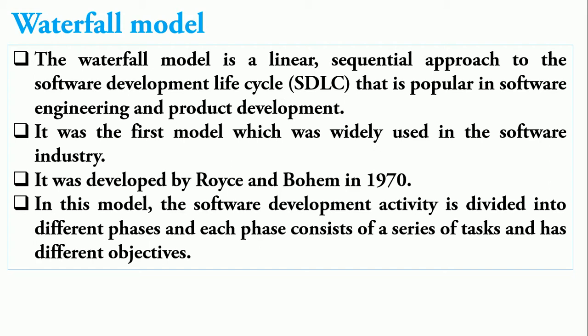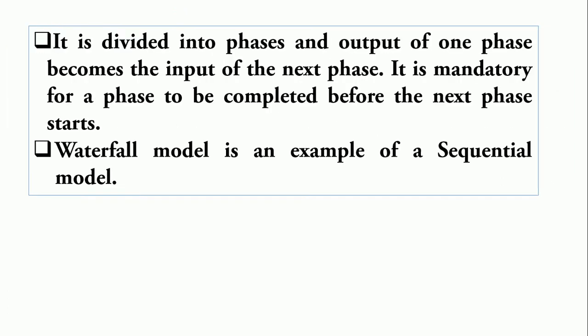It will move to the next stage, and the output of one stage will become the input of the next stage. As I told you, it is divided into phases, and the output of one phase becomes the input of the next phase. So it is necessary to complete one stage before we can move to the next stage. It is an example of a sequential model; sequential, as the name suggests, follows a specific sequence.